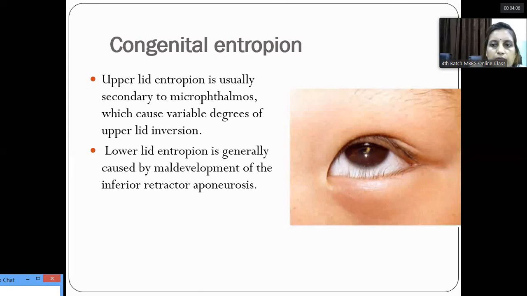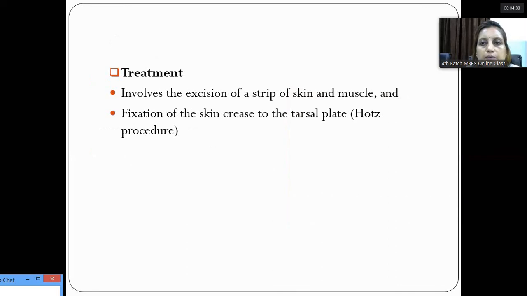So you can be confused between trichiasis and entropion. Entropion is the infolding of the lid margin, and the lashes touch the globe. In case of trichiasis, the lid margin is intact, but only the cilia are misaligned, and those misaligned cilia will touch the globe. It involves excision of a strip of skin and muscle, and sometimes a surgery is required.